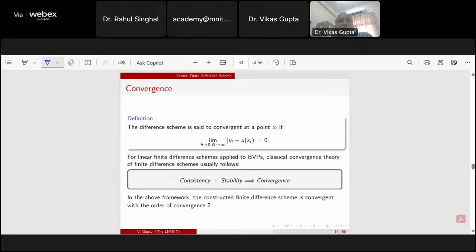Now, a difference scheme is said to converge at a point xi if the limit as h approaches 0 and n tends to infinity, basically h equal to (b minus a) upon n. As n tends to infinity, h will definitely approach 0. Mod of ui minus u(xi) equal to 0. In the classical convergence theory framework for finite difference schemes for the linear boundary value problem, consistency plus stability implies convergence. So in this framework, the constructed central finite difference scheme is convergent with order of convergence 2.